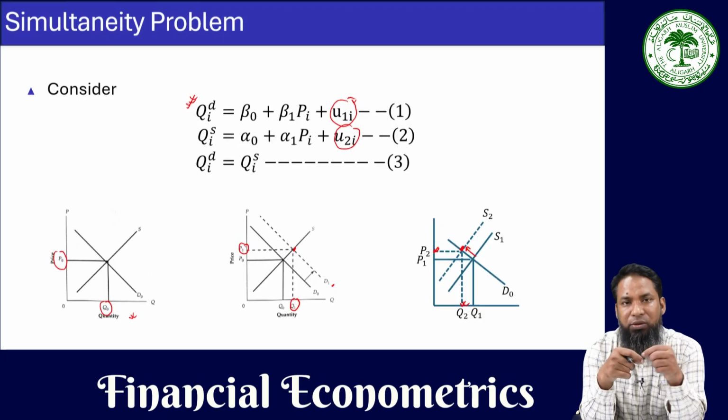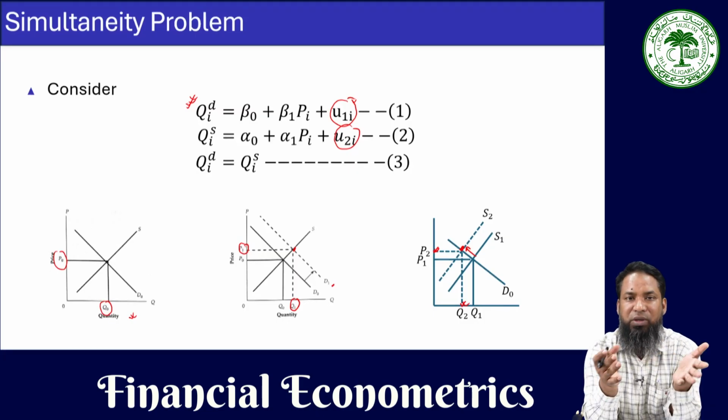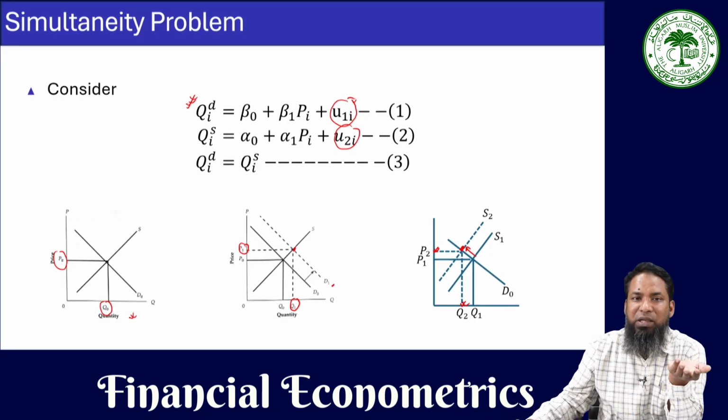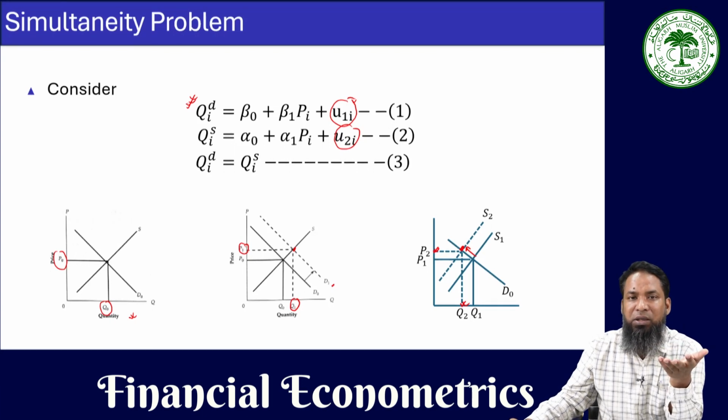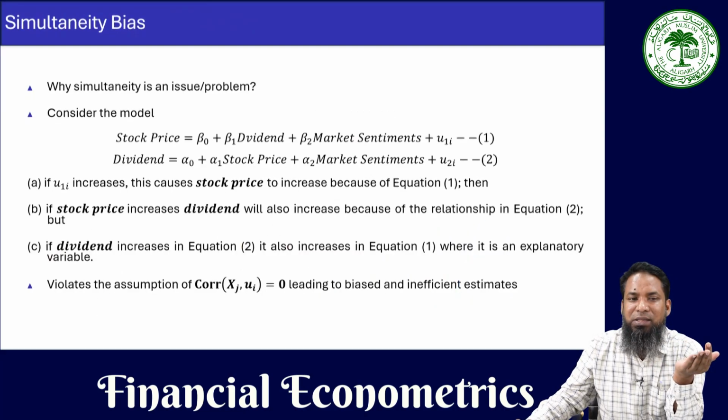So that means either you have the change in the quantity demanded or you have the change in the quantity supplied, but it affects the whole system of equations. So that's basically what we have, the simultaneity problem. If that is the simultaneity problem, then what basically happens? And if there is a simultaneity problem, what is the reason we will not be able to use the OLS? To understand that, let's take an example here.